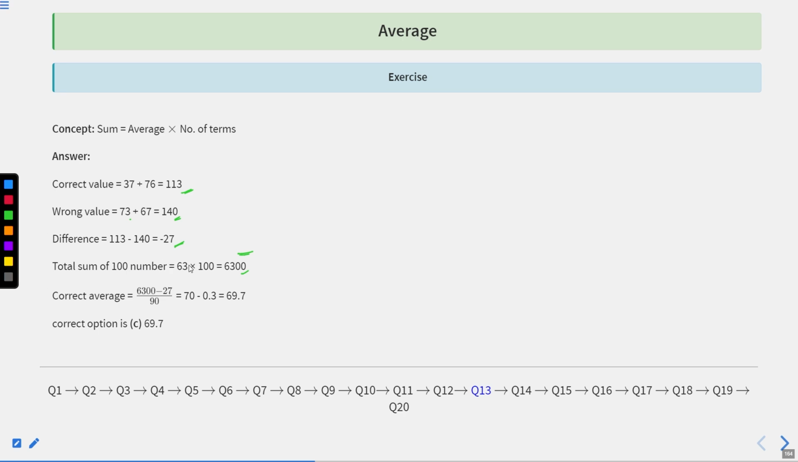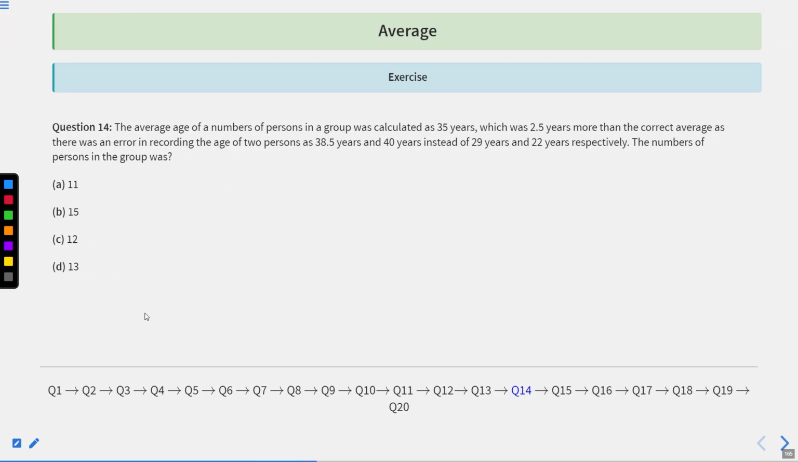So the total sum of 100 numbers is 63 into 100. That will be 6300. So the correct average will be 6300 minus 27. So we are reducing the value 27 from the actual sum which was wrongly calculated by us. So it is (6300 minus 27) divided by the correct number of observations, that is 90. So you will get 69.7. So the correct answer here will be option C, that is 69.7. So let us move to problem number 14.